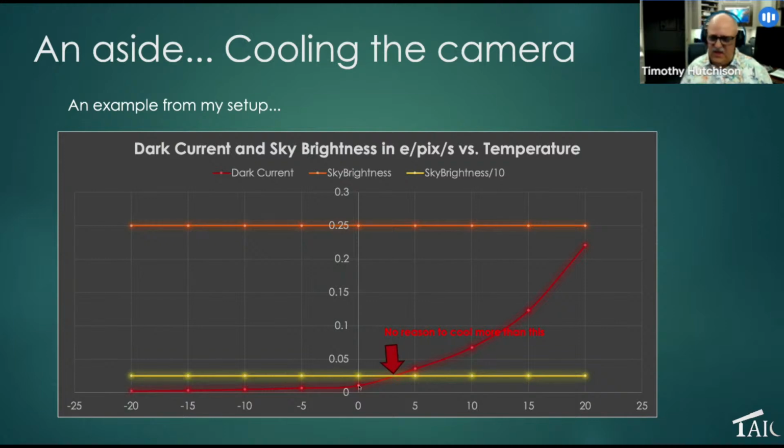I can cool it to 0 and be well below 10% of what my sky brightness is anyway. So there's really not a good reason for me to push this down to the frosty limits of what I can do with the tech on the camera, because it's not affecting my image anyway, right? Not in any way that I can see.